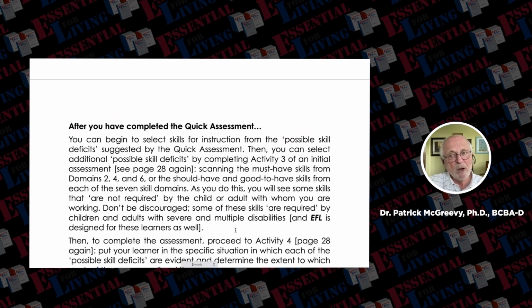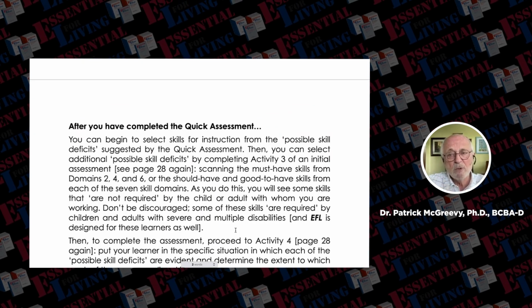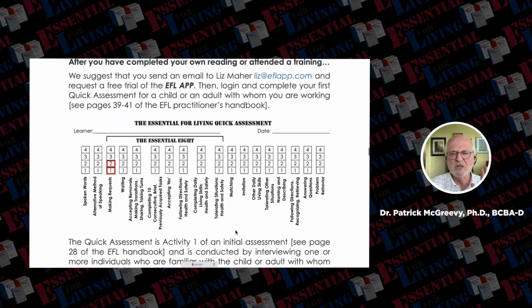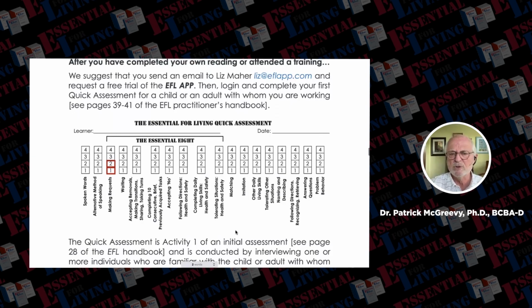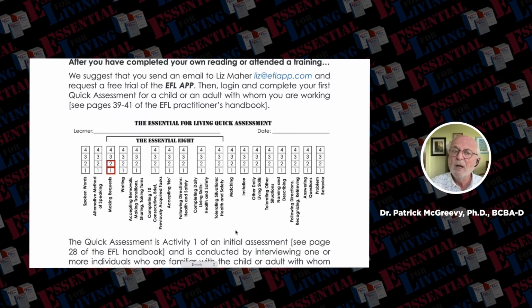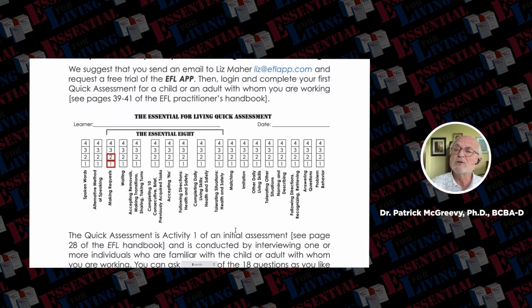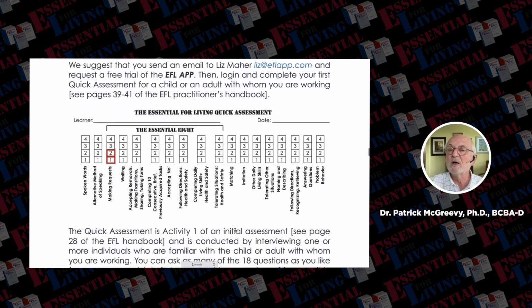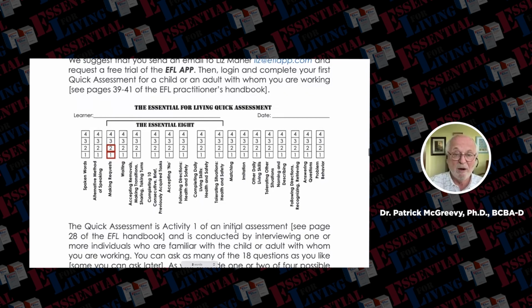So after you've completed the quick assessment, what can you do? Well, let's think for a minute. What's now going to be the outcome of the quick assessment? Are you going to get a score? Yeah, you can look back and see the grid, how many 1s and 2s and 3s and 4s you have. Yes, 1s and 2s tend to mean there's a substantial skill deficit. 3s and 4s means there's less of a deficit or no deficit at all.